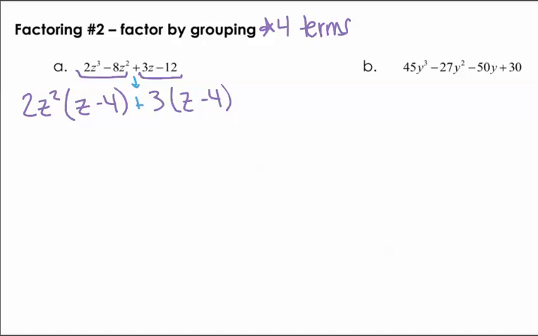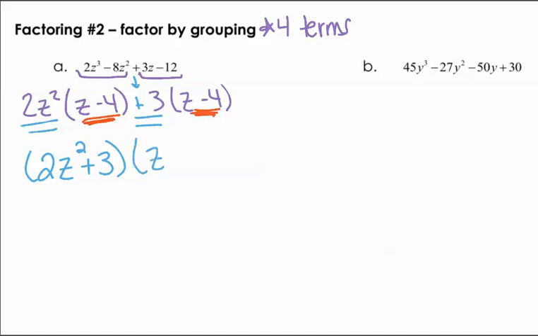Something very important to take note of is that these parentheses here will always match. If they don't match, then you messed up. So that's kind of a nice way that we can check ourselves. So now what we're going to do is we're going to group together our GCFs. So the 2z squared plus 3. That's going to be one of my factors. And then this one here that I have written twice, I'm going to write that down just one time as z minus 4.